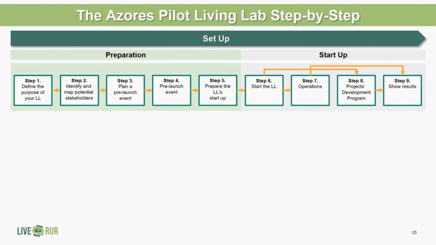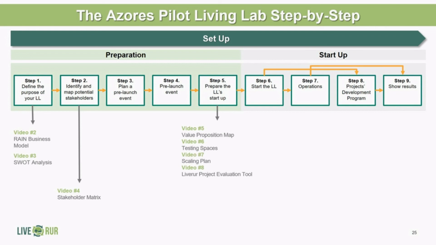The development of the Pilot Living Lab in Terinov is following a similar process to the one that has been presented so far. It has started with a definition of its purpose, resorting to the RAIN business model and to the SWOT analysis. Stakeholders have been identified and mapped out using the stakeholder matrix. To accelerate the process, several tasks regarding the preparation of the Living Lab's startup have also been developed. A value proposition map and a scaling plan have been worked out, while testing spaces have been planned.